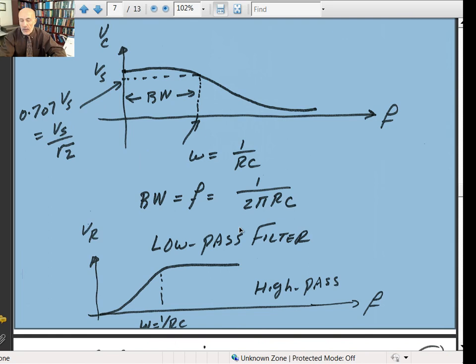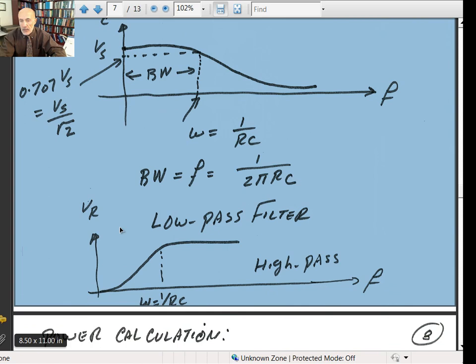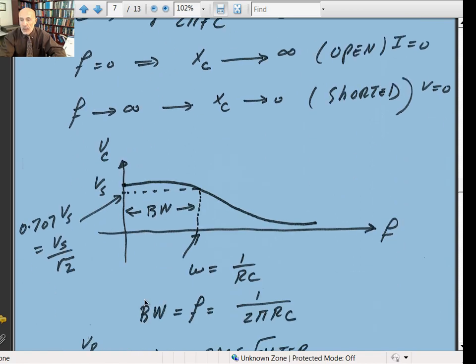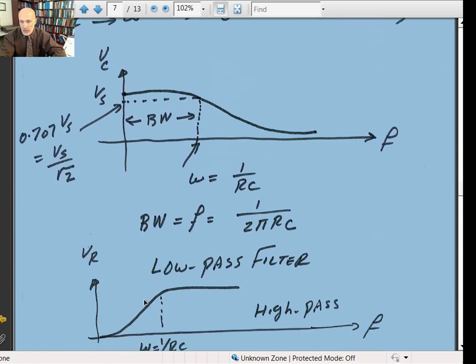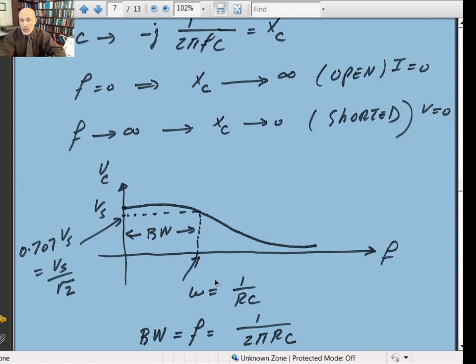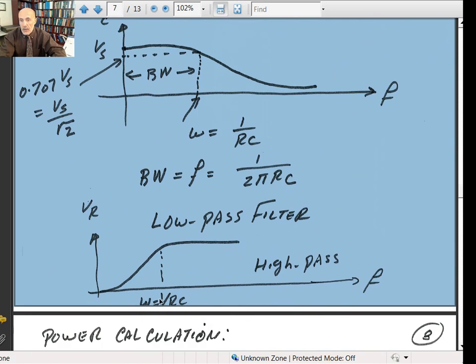Now, if you look at the voltage across the resistor, at a low frequency, there's no current flowing, so all the voltage will appear across the capacitance. At a low frequency, the resistor voltage is 0. And as you vary to high frequency, the capacitor acts like a short circuit, and all the voltage will appear across the resistance. And the same cutoff frequency, or the half power frequency.